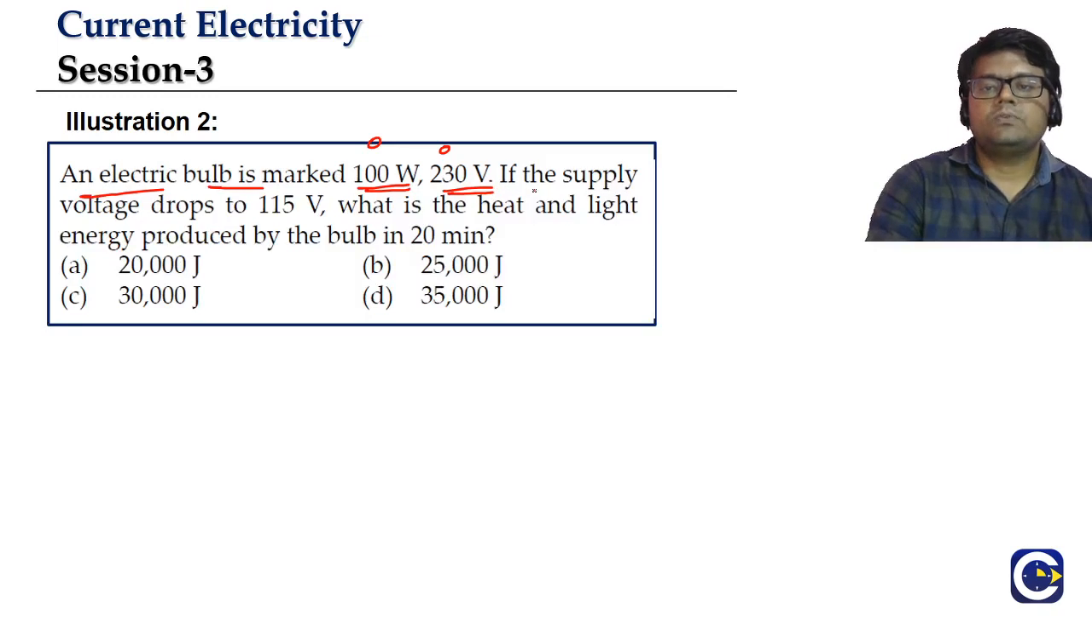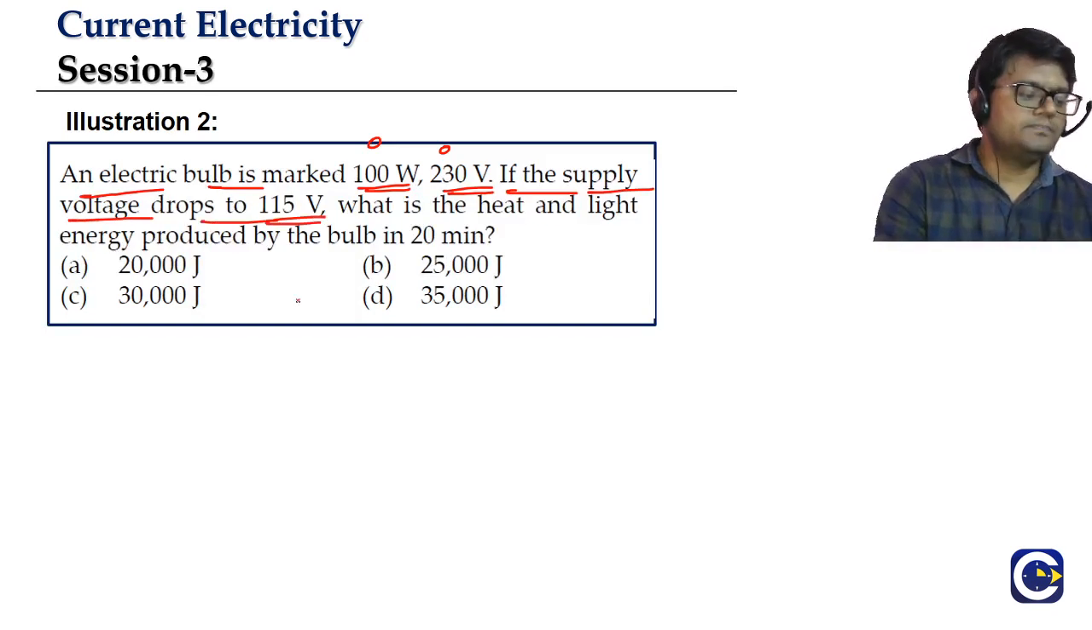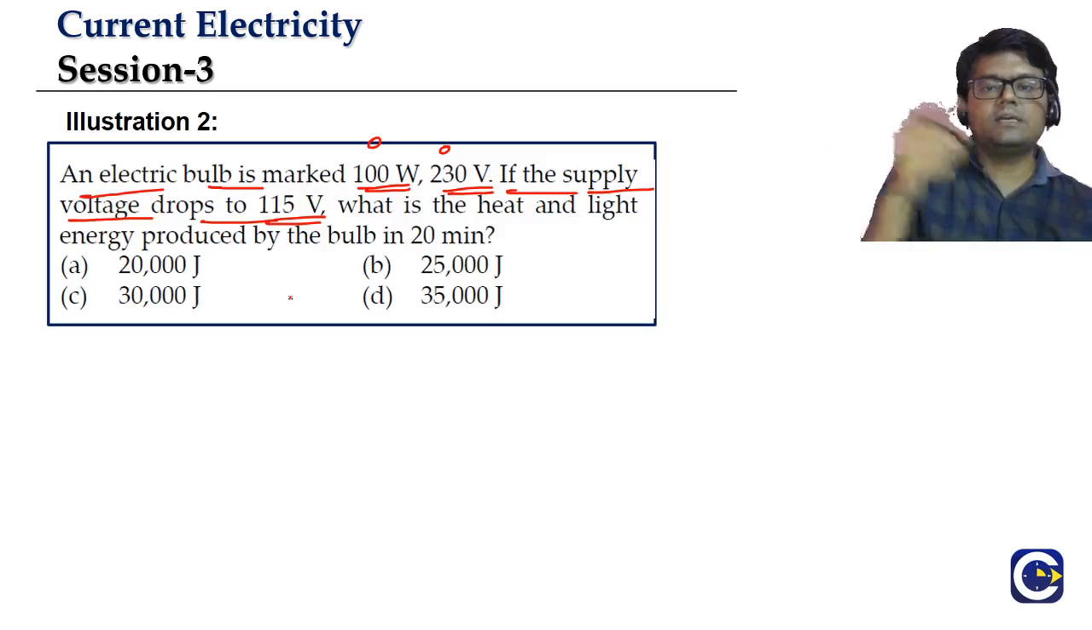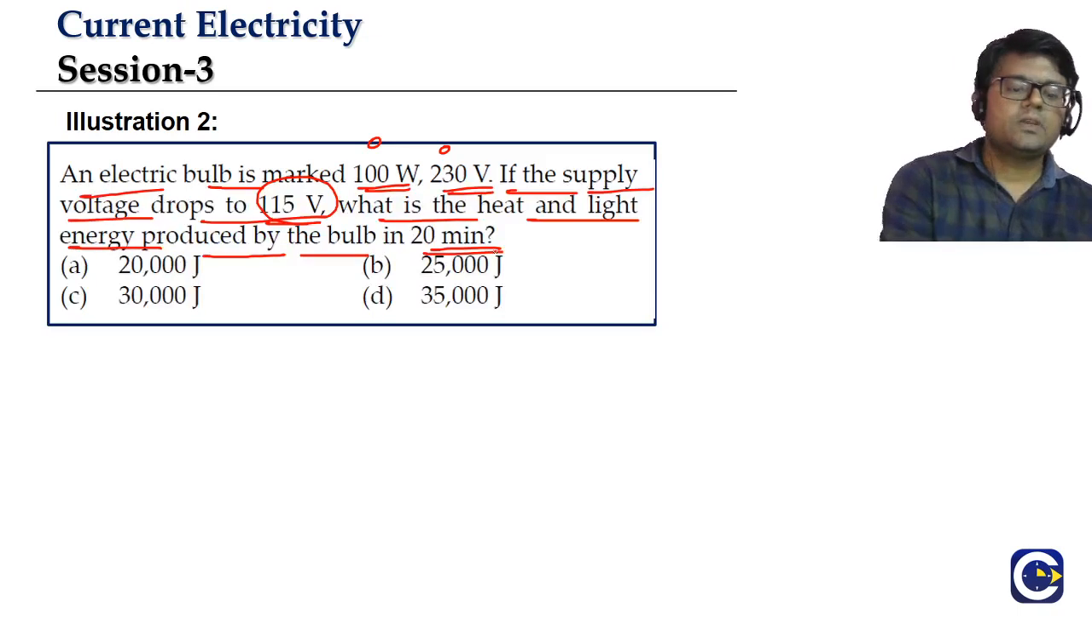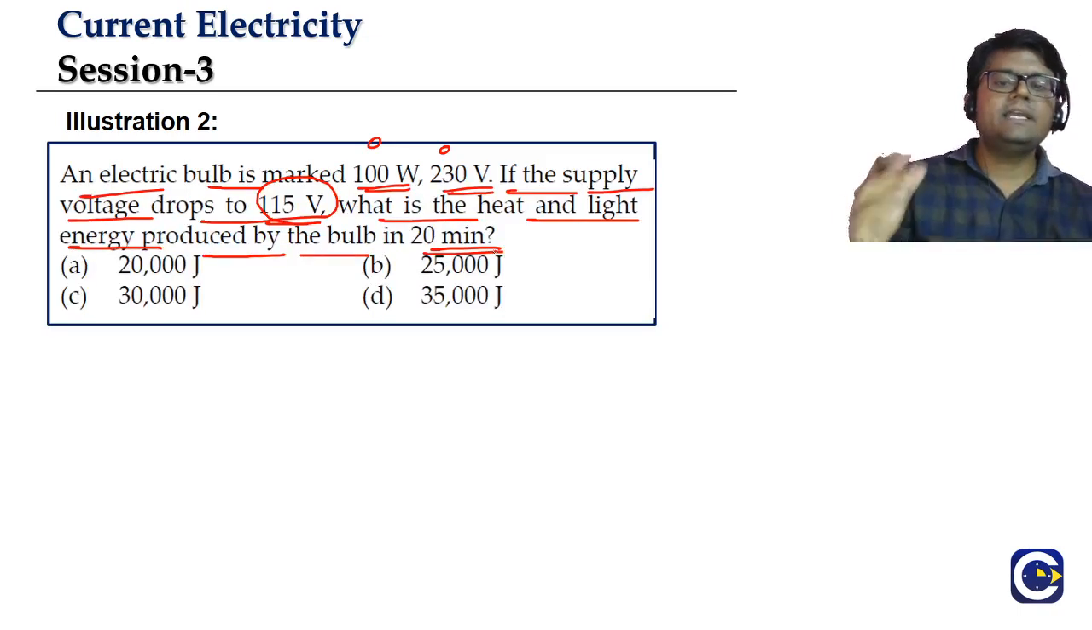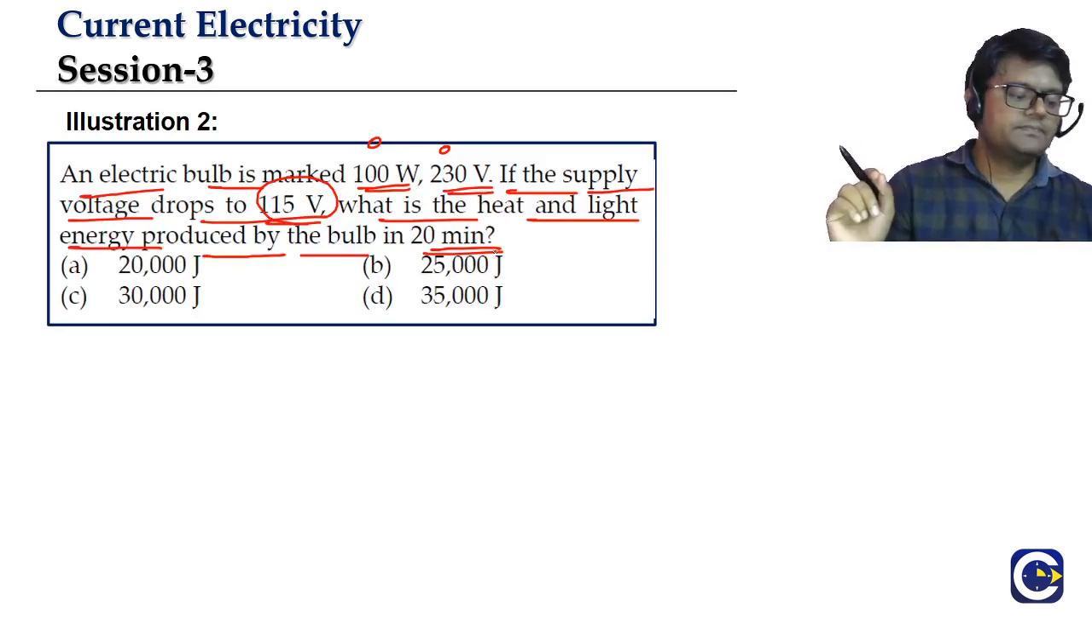Now the statement of the question is this: if the supply voltage drops to 115 volt, meaning the voltage supplied to that electrical bulb drops to 115 volt, what is the heat and light energy produced by the bulb in 20 minutes? So we need to find the heat and light energy produced by the bulb in 20 minutes. Yes guys, we need to find out the answer for this.